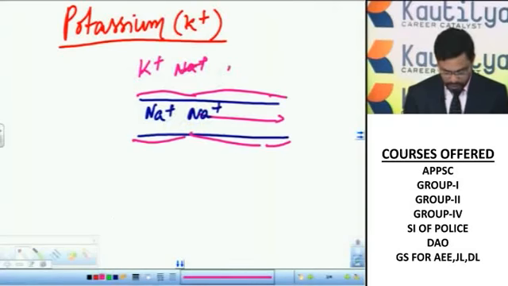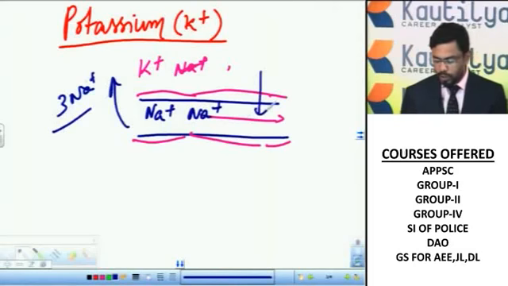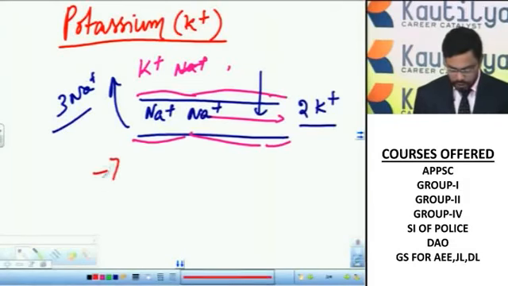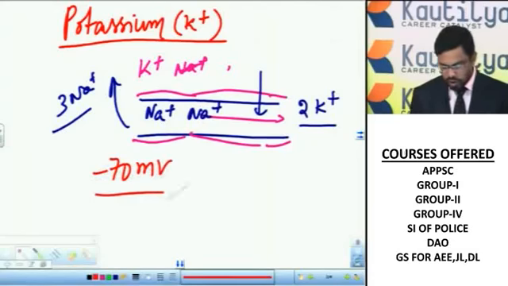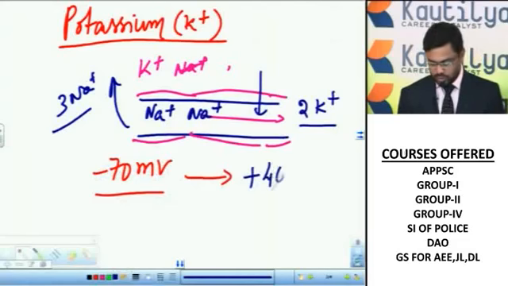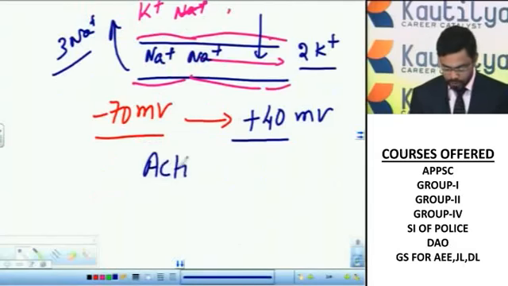For every exit of 3 sodium ions, there is an input of 2 potassium ions. Thereby it creates a potential gradient. So the resting potential, which is minus 70 millivolts, will be transformed to a positive potential difference, that is plus 40 millivolts. This is called the action potential. This action potential allows the nerve impulse to move forward.